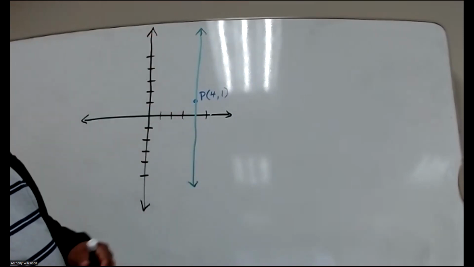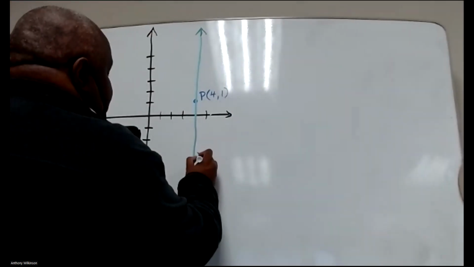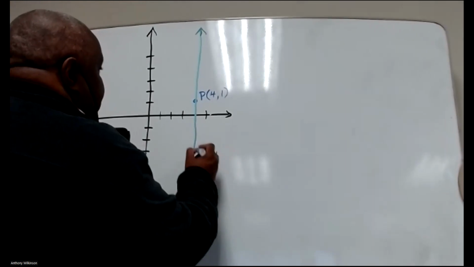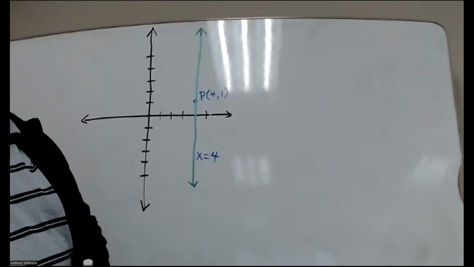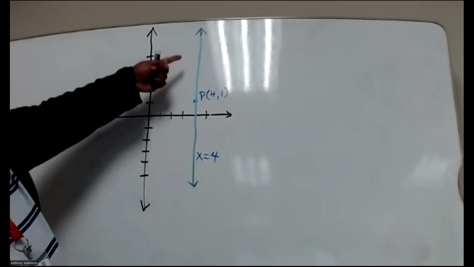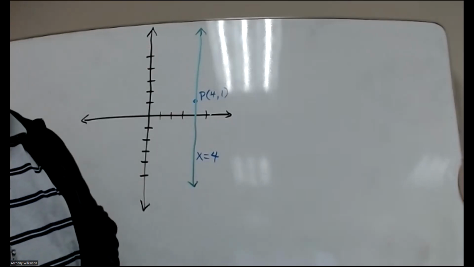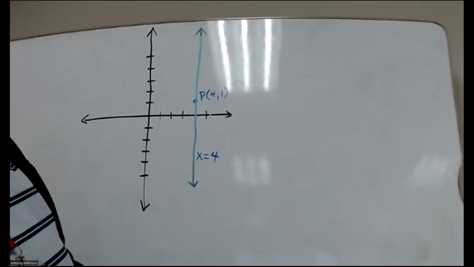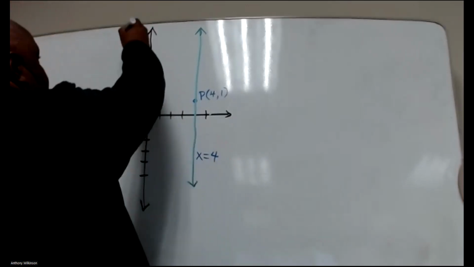Well, it's a vertical line, so it has to be, in this case, x is equal to what? 4. Yeah. The x-coordinate is 4. So it has to be x = 4 because every point on this vertical line has the x-coordinate of 4. So obviously it's going to be x = 4. Okay, questions on that? Okay, so this is part A.